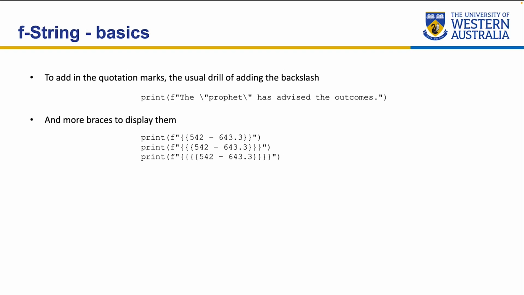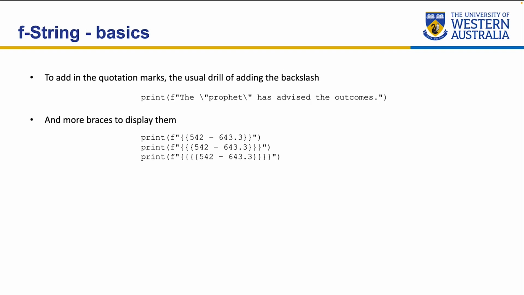Okay, the next one is trying to use the same quotation mark inside your f strings. And this is exactly the same as the normal strings. If you want to use a double quotation mark inside an f string where you started with a double quotation mark, then you can use the backslash to escape the double quotation mark and use it inside. So that's, you already know.